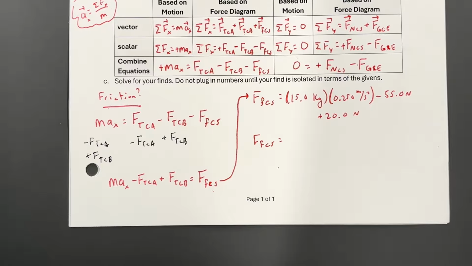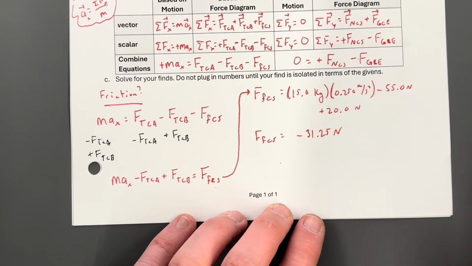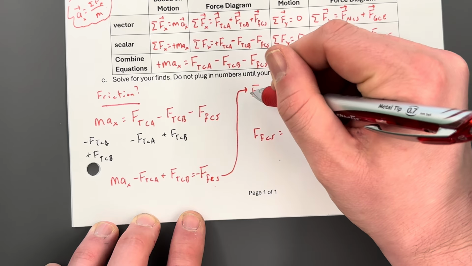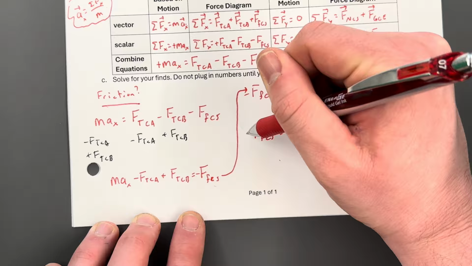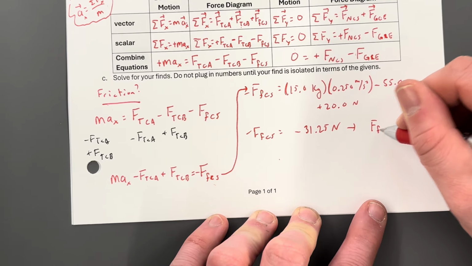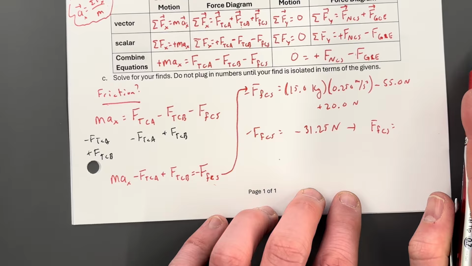So 15 times 0.0250 minus 55 plus 20. And I get negative 31.25. And that makes sense because here, this negative sign should have stayed with this here, here, here. And so the magnitude of my friction force is actually positive 31.25. I'm trying to think of sig figs here.